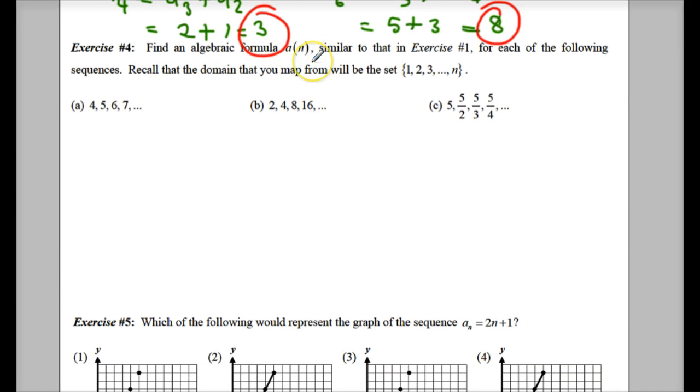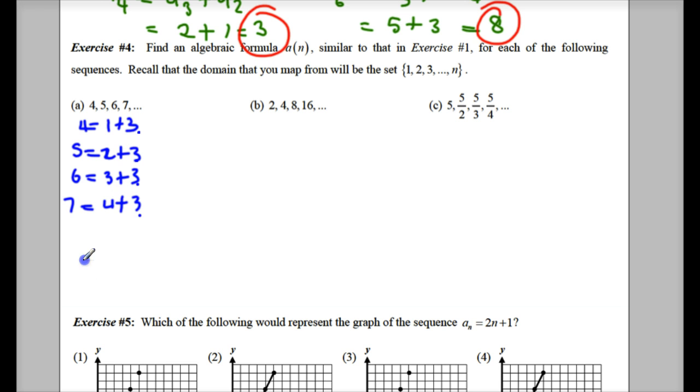Find an algebraic formula similar to what we did in exercise 1 for each of the following. Remember, the domain is 1, 2, 3, and so on. Now look at this. What do you notice? 4, 5, 6, 7. Something has to be in common. So 4 we can say is 1 plus 3. 5 is 2 plus 3. 6 is 3 plus 3. 7 is 4 plus 3. Notice they're all adding 3.